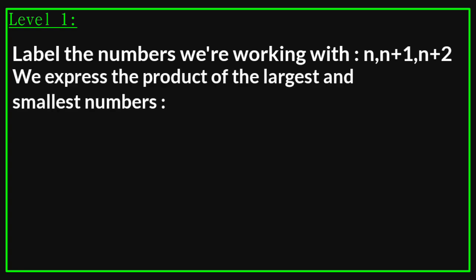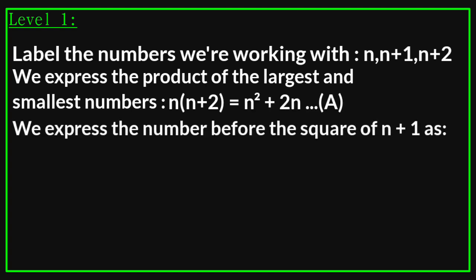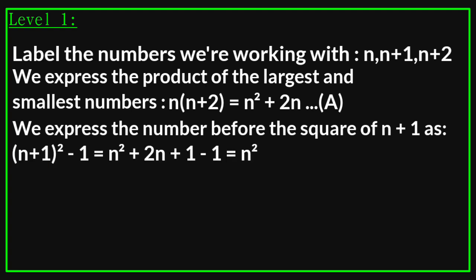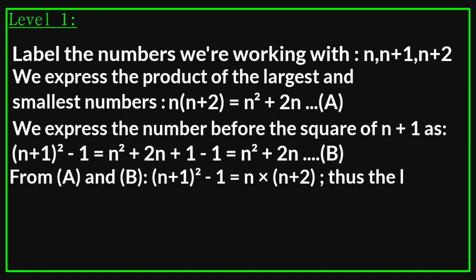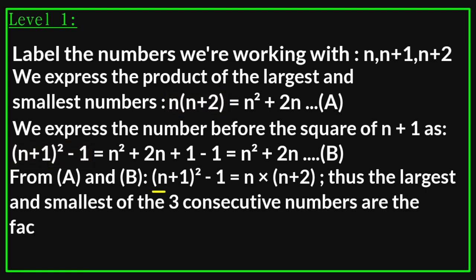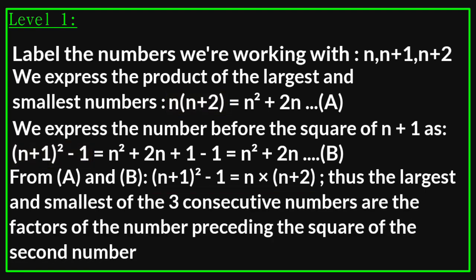Now we will express the product of the largest and smallest number, which are n plus 2 and n, like this. We label the equality a. Now we will express the number preceding the square of n plus 1, which is... All I did up to now is expansion and simplification. From the equalities a and b, we deduce that the largest and smallest of the 3 consecutive numbers are the factors of the number preceding the square of the second number. And just like that, our proof is complete.